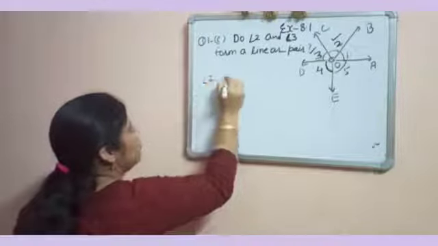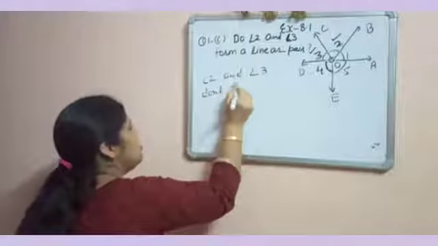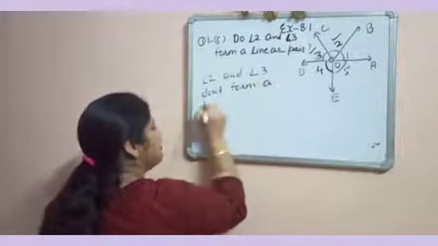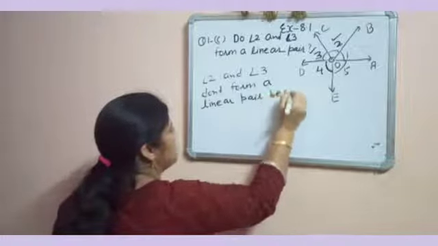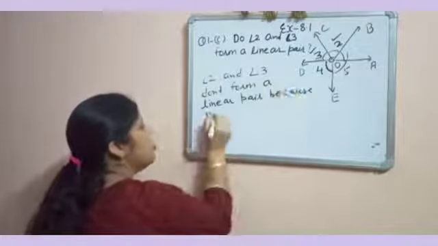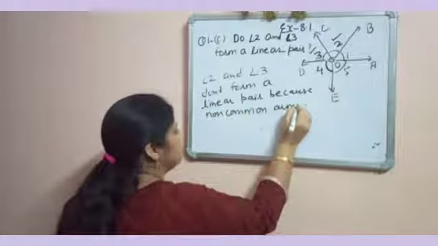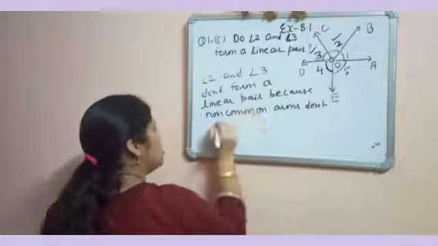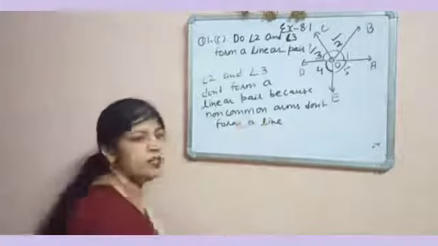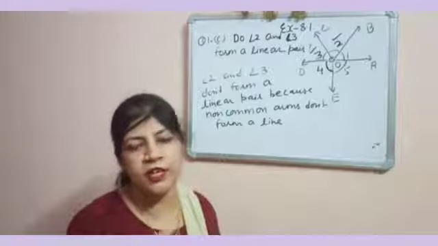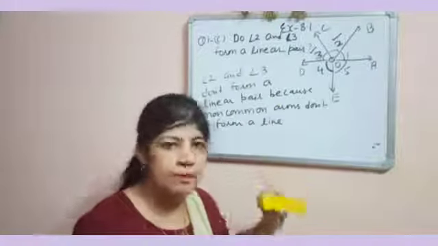Angle 2 and angle 3 do not form a linear pair because non-common arms do not form a line. Means their sum is not equal to 180 degrees. That's why angle 2 and 3 are not a linear pair.